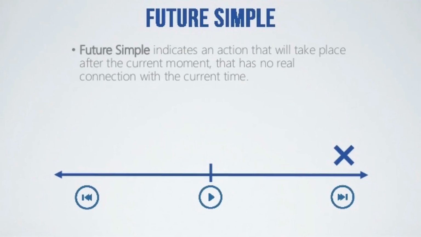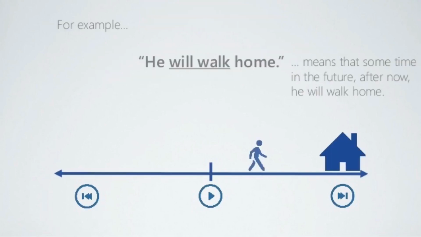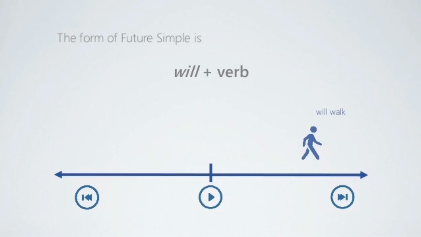Now, if we talk about the last of the six basic types of tenses, we have the future simple. Future simple tense indicates an action that will take place after the current moment and has no real connection with the current time. For example, he will walk home means that sometime in the future after now he will walk home. Future simple tenses are formed by adding will or shall plus first form of verb.